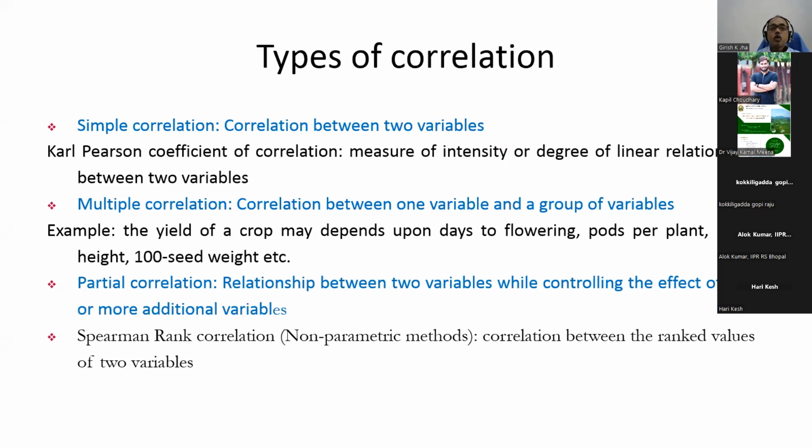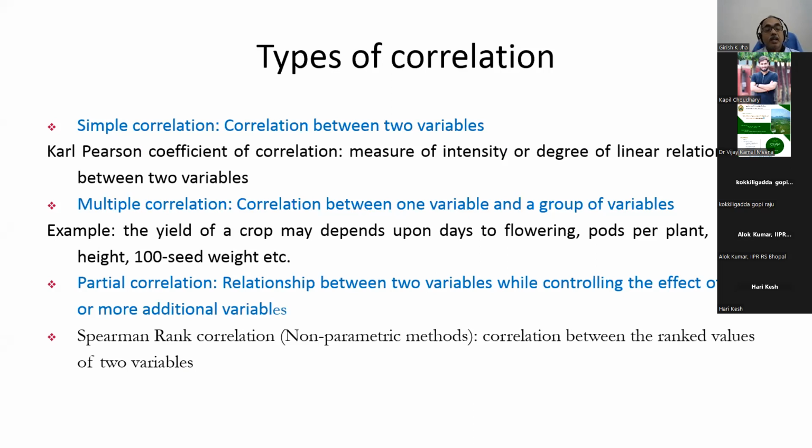Now, just now we talked of a simple correlation. When you are trying to find the correlation between only two variables, what I was doing now is known as a simple correlation. Of course, we also say Karl Pearson coefficient of correlation because Karl Pearson gave this correlation. And as I clearly said, it only measures the linear relation.